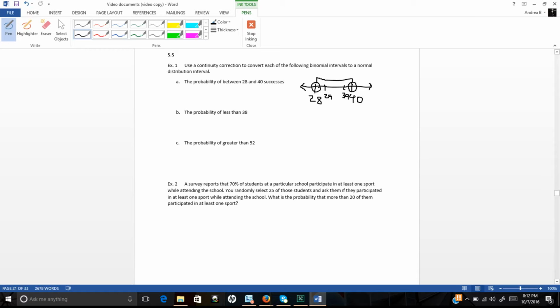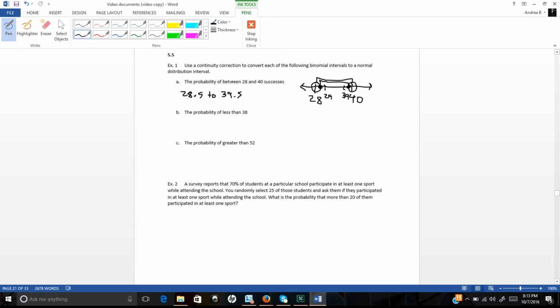So whenever we adjust this for the continuity correction, we include a 28.5 and 39.5 to include just a little bit more than those first values that were actually included in the binomial case. So here, we'd have it going from 28.5 to 39.5 for the probability once we do the continuity correction.